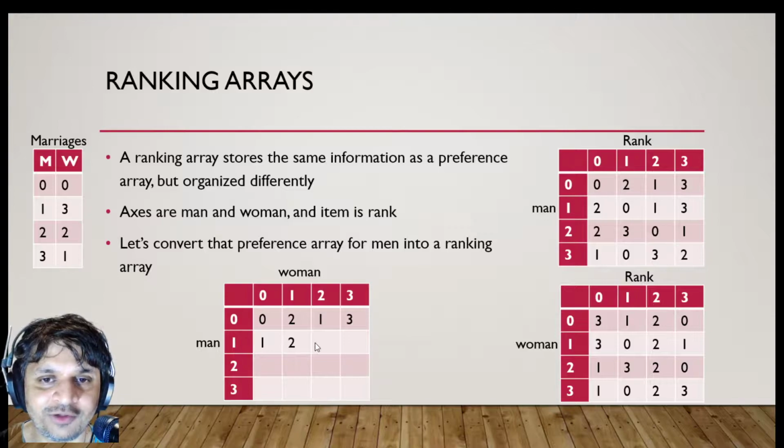Then I've got man 1, woman 2 to do next. So man 1, woman 2 has a rank of 0, so fill in 0. Man 1, woman 3 has a rank of 3, so I put it in there.